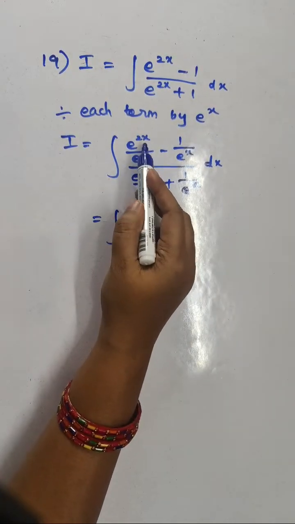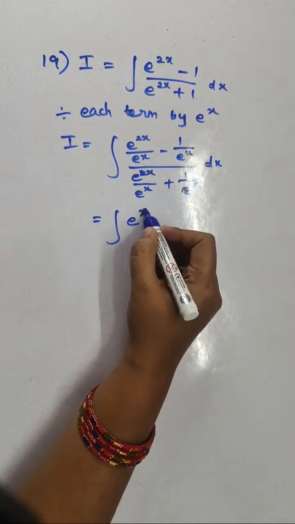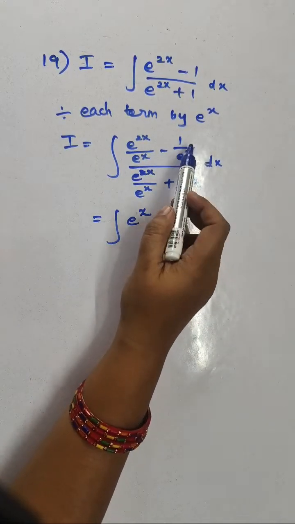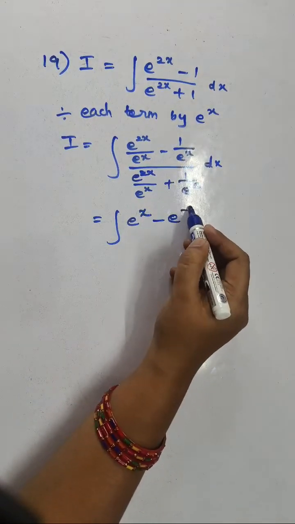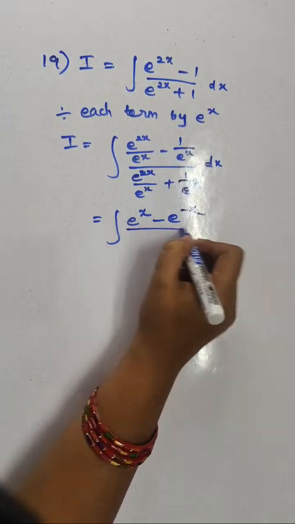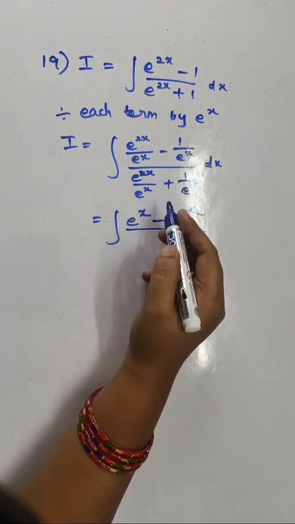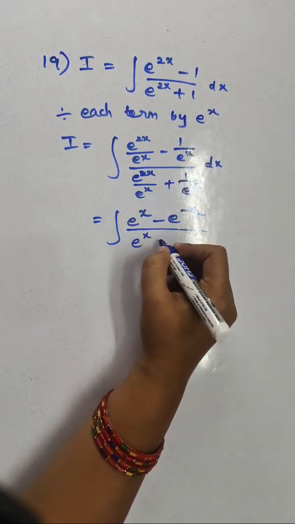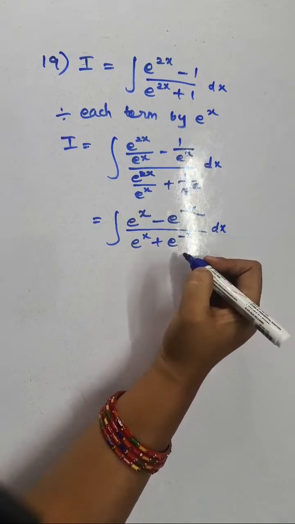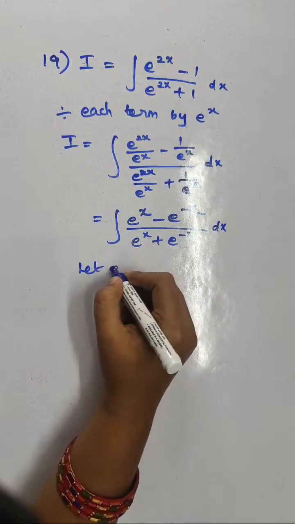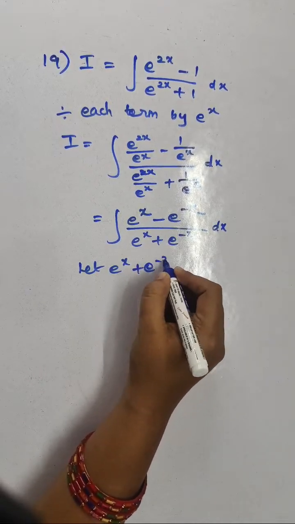So this becomes 2x minus x, which is x, and here we don't have any terms in the numerator, so this can be written as e power minus x, and in the denominator again 2x minus x becomes x, and this becomes e power minus x. Now take the denominator as t.